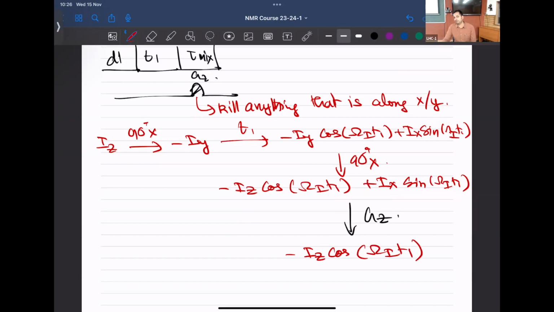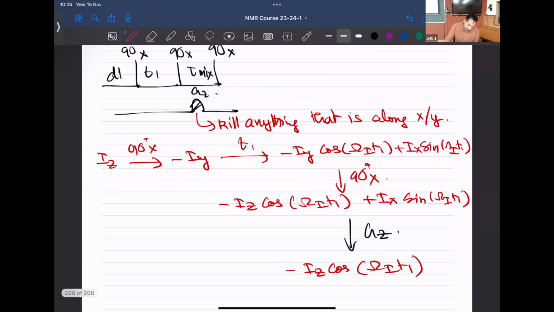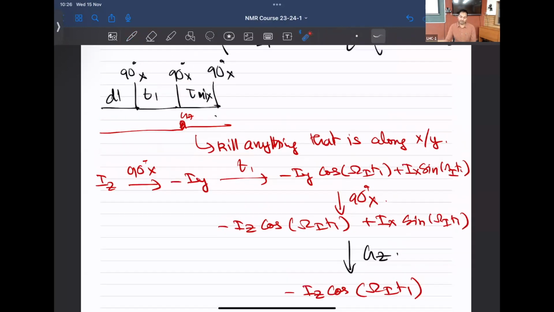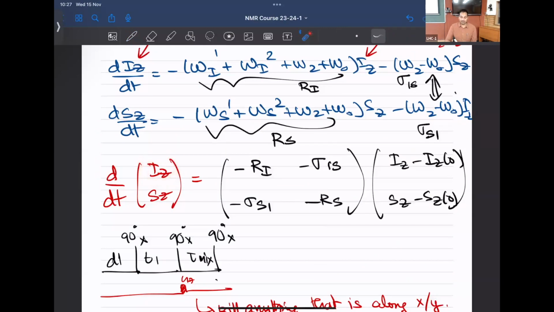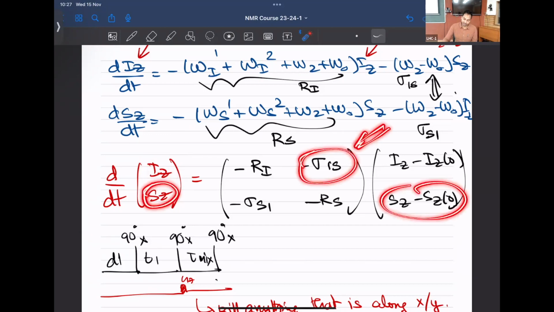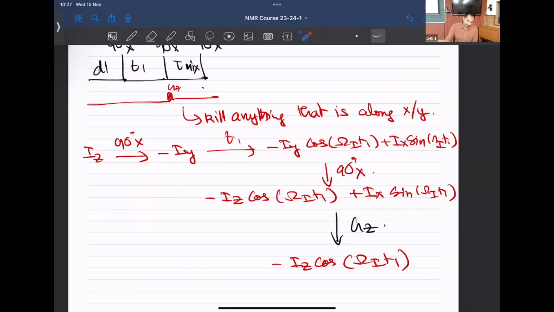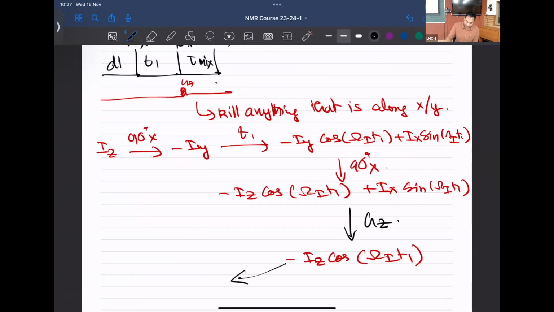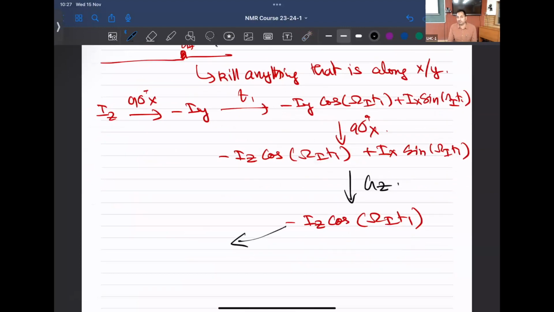Okay? Now is where the magic happens. Let's assume that the gradient is applied initially itself, which kills everything. You have the tau mix that is being present. Right? Now go back to whatever we started with. The rate of change of I magnetization would end up creating S magnetization due to this cross relaxation term. What do I mean by this? Some part of this IZ, let's say alpha equivalent of this IZ, is going to get converted to SZ.